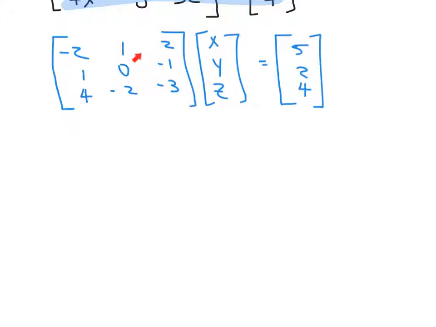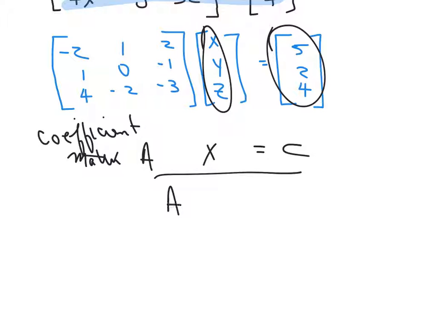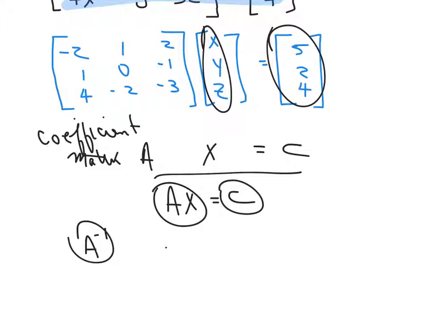So this right here is called the coefficient matrix A. Okay, so we'll call that the coefficient matrix A. The matrix containing the variables, we're going to call X, and we're going to call this here C. So we're going to write this as AX equals C. All right, if A to the -1 exists, and we multiply both sides of our equation by A to the -1, it will look like this.